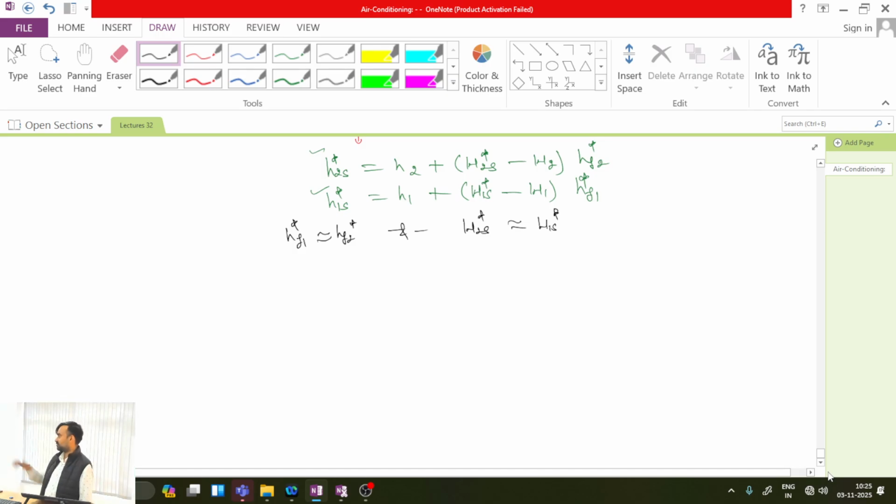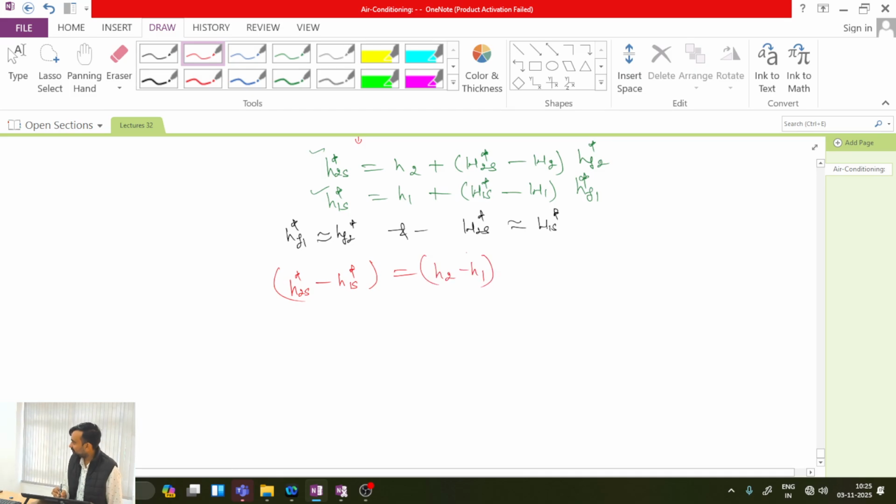These are just assumptions, that whenever in process 1 to 1S or 2 to 2S I am achieving the saturated condition, whatever water I am supplying, its enthalpy is almost the same. Okay, and the humidity of the final saturated state is also the same. If I do so, and if I subtract these equations, I will get H2S star minus H1S star equal to what?